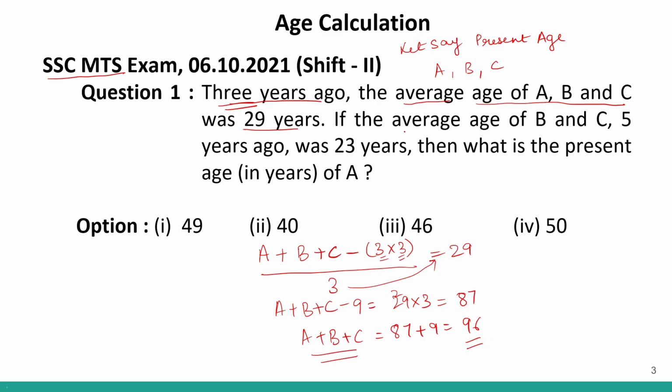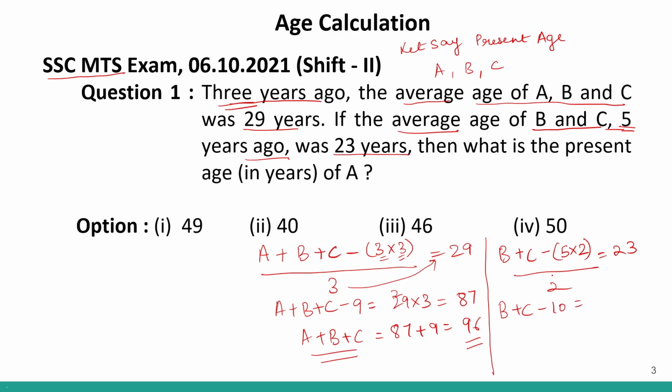Okay. Now, the average age of B and C 5 years ago was 23 years. That means minus 5 into 2, because now we have only 2 members, divided by 2, was 23 years. From this, can I find the sum of the present age of B and C? Yes. So, B plus C minus 10 will be equal to 23 into 2, which is equal to 46. So, if I take 10 this side, B plus C will be equal to 46 plus 10, that is 56.